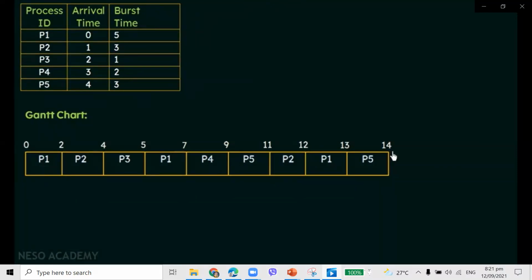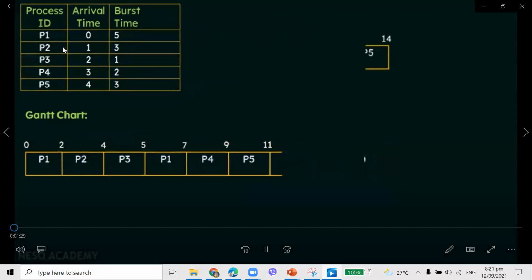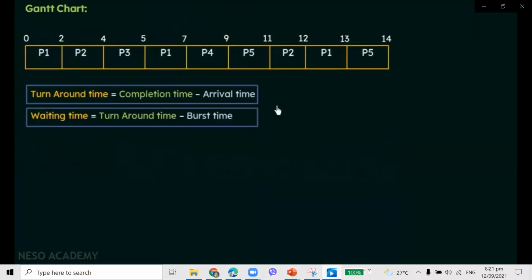With this Gantt chart, we will now calculate first the turnaround time and then the waiting time for all these processes one by one, and then we will calculate the average turnaround and average waiting times. Here are the formulas that we have already discussed before. The turnaround time is the completion time minus the arrival time. The completion time can be found from the Gantt chart. We just have to see the last occurrence of each process, and that will give us the completion time.